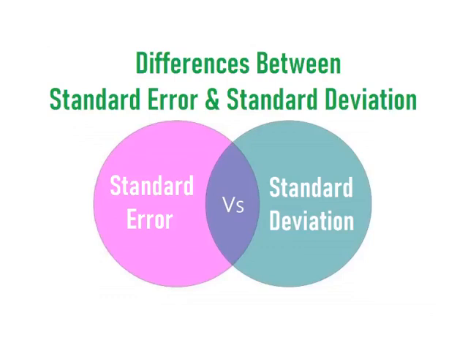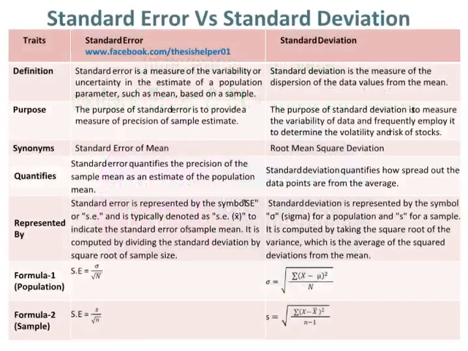Differences between standard error and standard deviation. Standard error versus standard deviation. Standard error is a measure of the variability or uncertainty in the estimate of a population parameter, such as mean, based on a sample. Whereas, standard deviation is the measure of the dispersion of the data values from the mean.